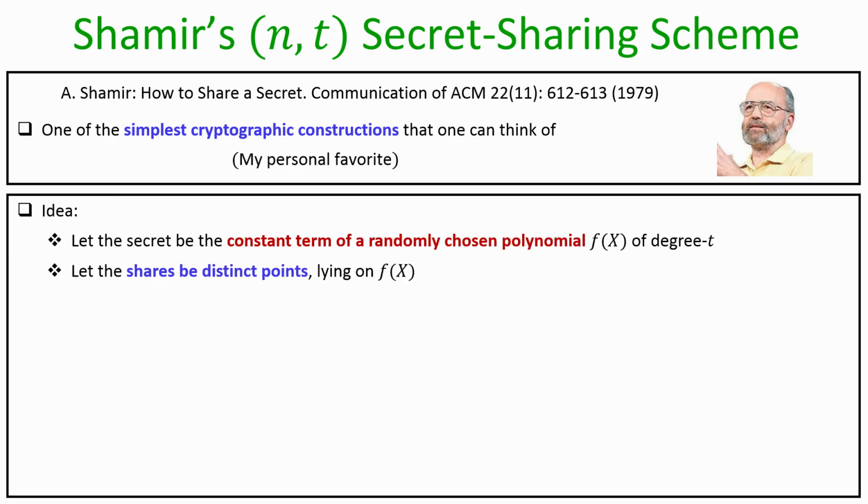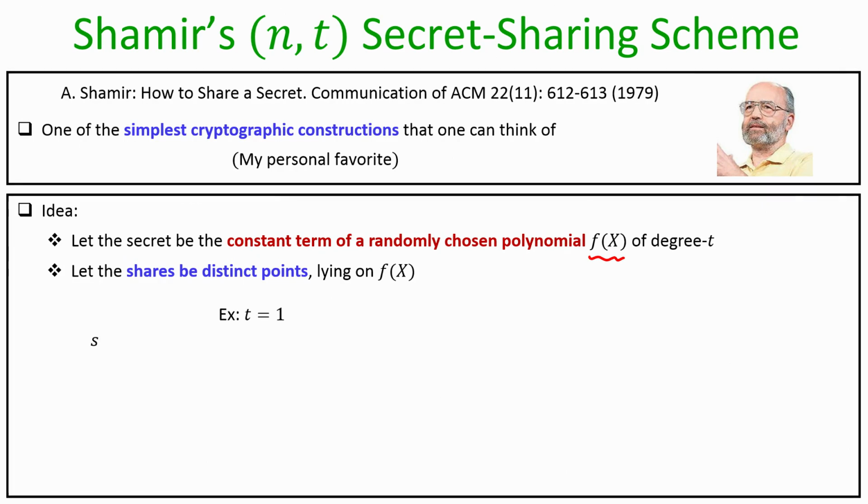So, the idea here is, if you want to share a secret S, then to share it you pick a random polynomial f(x) of degree t such that the constant term of the polynomial is the secret which you want to share, and let the shares be distinct points or the values lying on that polynomial.